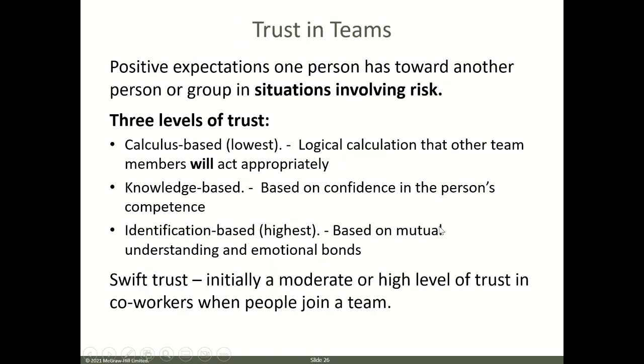Now, next is trust in team. Trust is the positive expectations one person has towards another person or group in situations involving a risk. Sometimes there may be some risky job or risky task. If there is a risk, in that case we need to have trust in each other. So trust in a team is very important, and there are three levels of trust.